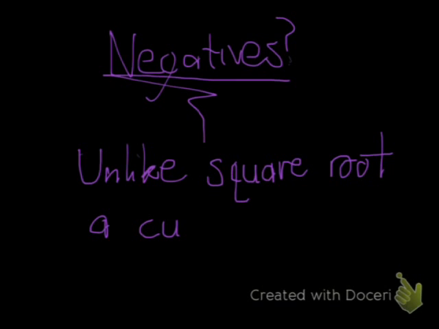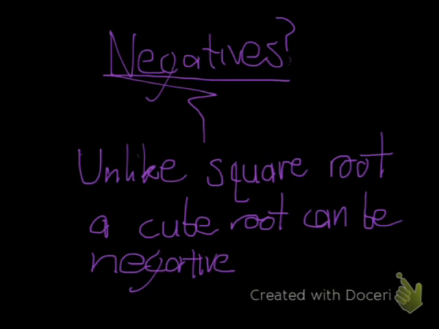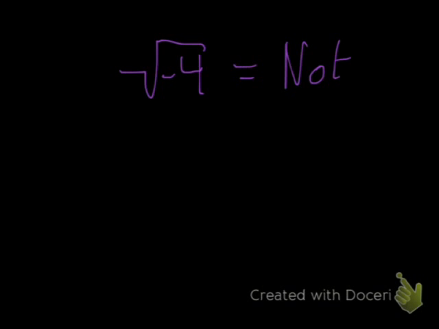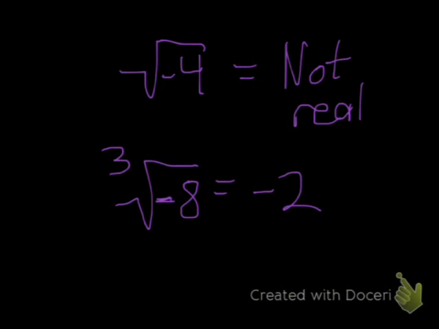So, what about negatives? Well, unlike square roots, a cube root can be negative. Recall that when you're doing a square root, a negative square root is an unreal number. It's irrational. However, when you're doing cube roots, a negative number can have a cube root, such as negative 8 would have a cube root of negative 2.